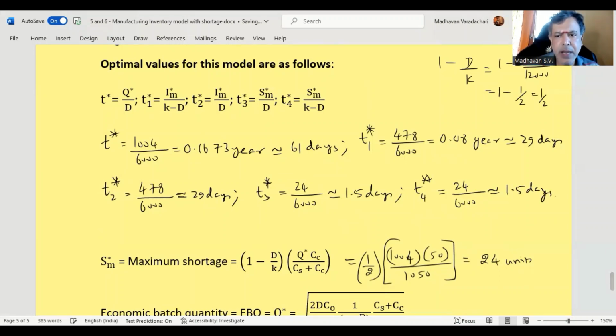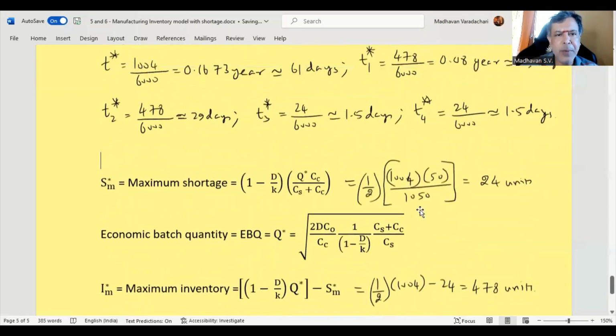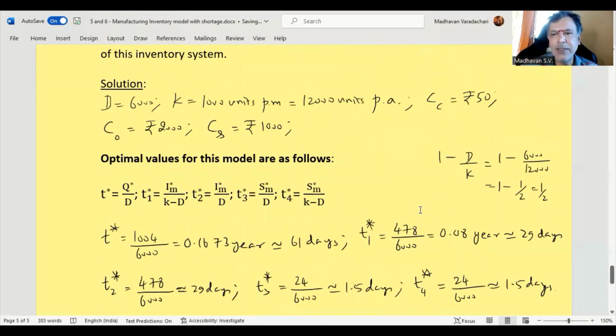Now we can verify by adding all this, T1 plus T2 plus T3 plus T4, are we getting T star? We can see that 29 plus 29, it is 58. 58 plus these two together is 3. 58 plus 3 becomes 61. So we got the T star tallying with T1 star plus T2 star plus T3 star plus T4 star. So that is the solution. These are the various parameters for this inventory model, and this is the solution.